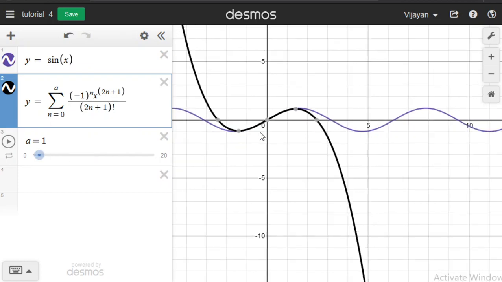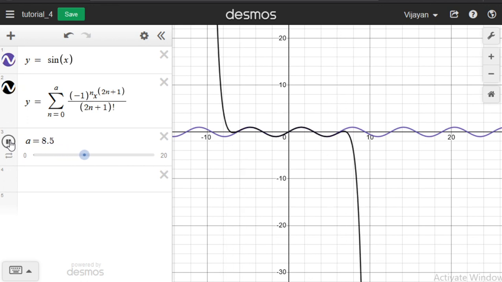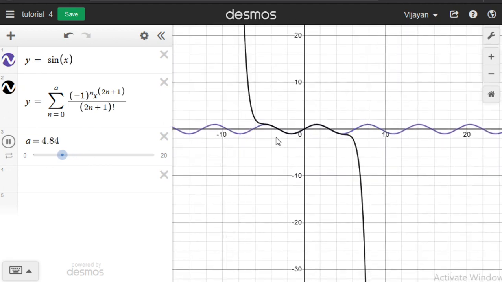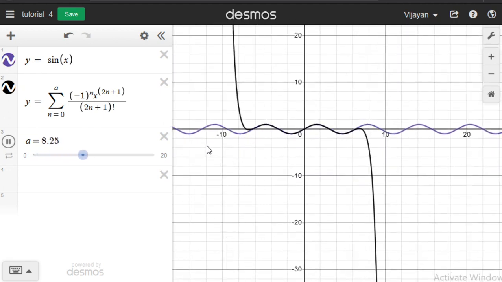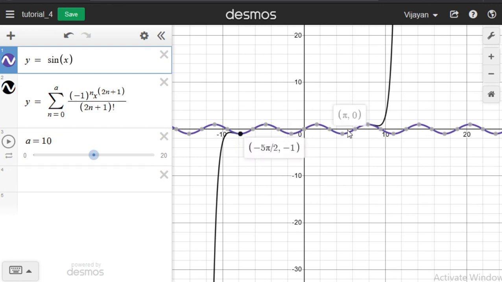Let's see how. I am zooming it out a little. Now I will just make it autoplay. See, as the value of a is increasing, the approximation area is also increasing. See, when a is equal to 10, then this Taylor series expansion of sin x can approximate the actual function sin x from this point to this point, that is, the area of approximation has increased. So as we add more and more terms, its approximation will go on increasing.